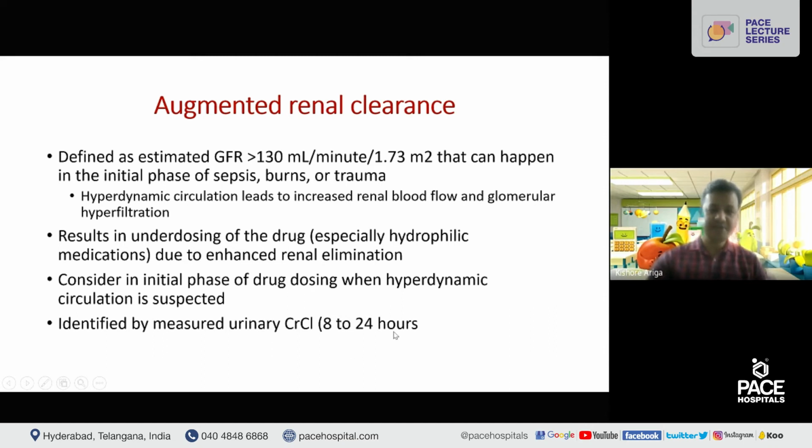and this can be identified by measuring the urine from 8 to 24 hours. We need to measure the urine of 8 hours, calculate the creatinine in that urine, and measure the creatinine in the blood, and by the UV by P formula, we need to calculate the creatinine clearance. So this will tell us about the augmented renal clearance, which is also an important concept, especially in patients with sepsis.